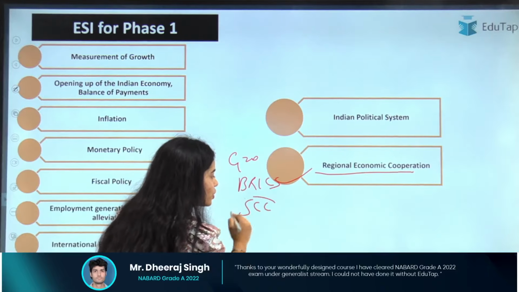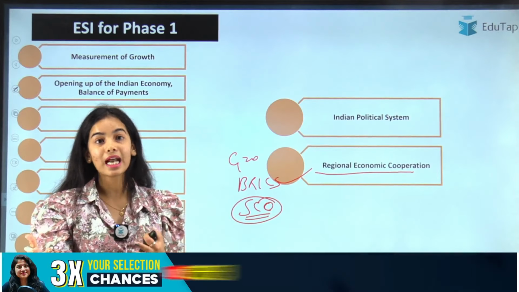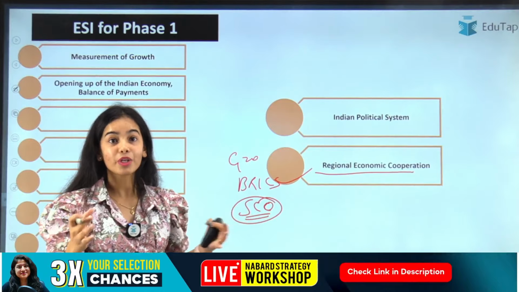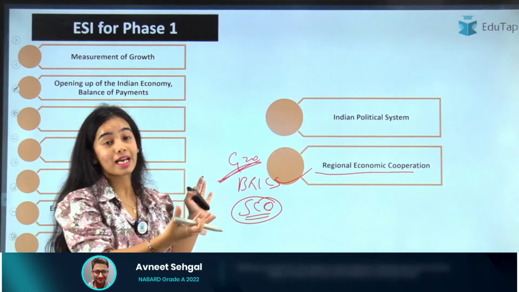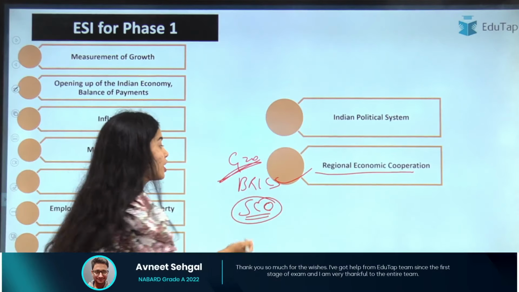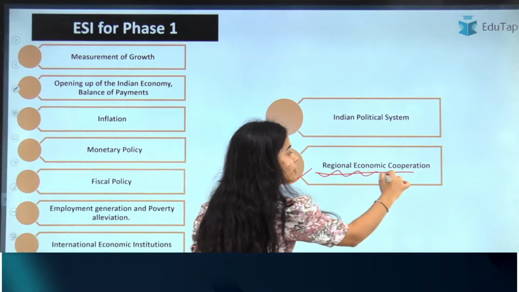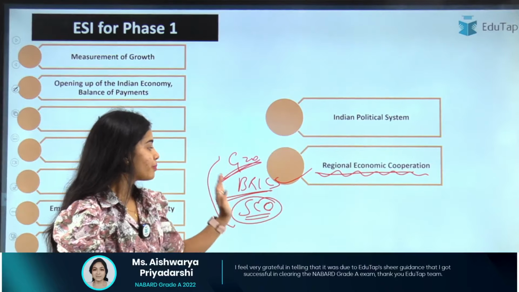Recently in the SCO, Shanghai Cooperation Organization, Iran joined the SCO in July 2023. Are you aware of that? Are you aware which union has joined the G20, the African Union? Which countries are invited for the BRICS? So this is what you need to have information about. Regional economic cooperation, now G20, BRICS, SCO.